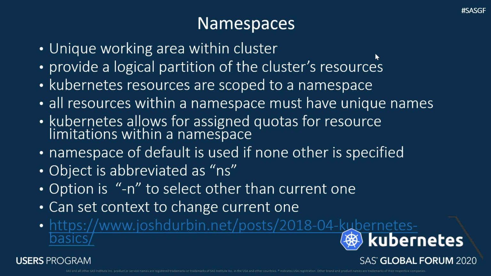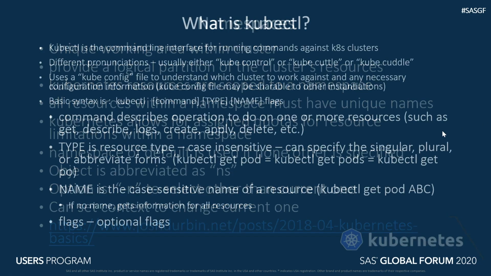A namespace object is abbreviated NS. When we talk about objects in Kubernetes, they can all have ways of referring to themselves. NS is the namespace. An option is -n if we're supplying it on the command line, for example, to reference a different one. We can set the context to change the current one if we wanted to, so that instead of default, the default one is called foo, for example, or some other namespace.